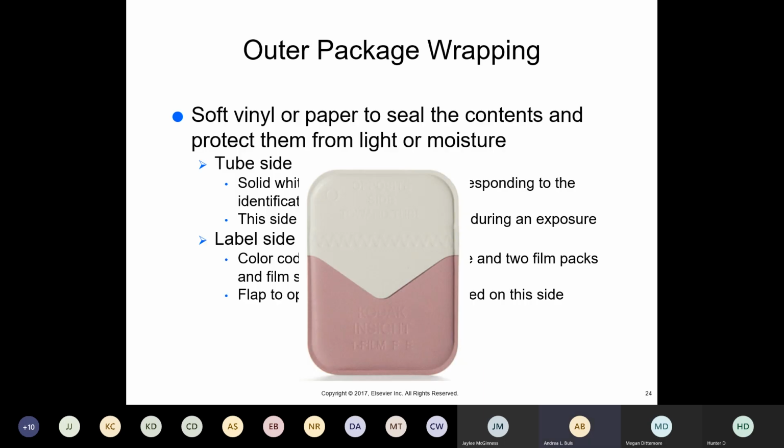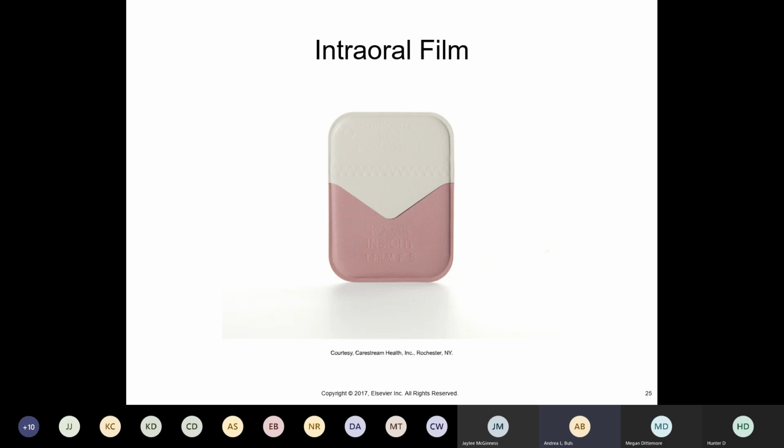So the outer package wrapping is this soft vinyl paper that's used to seal the contents and protect from moisture. The label side that has this tab on it, that is how we open the film, and that is where your lead foil is. The plain white side, which is the flip-flop of this, that doesn't have any writing or anything on it, that is the side that you want towards your source of radiation.